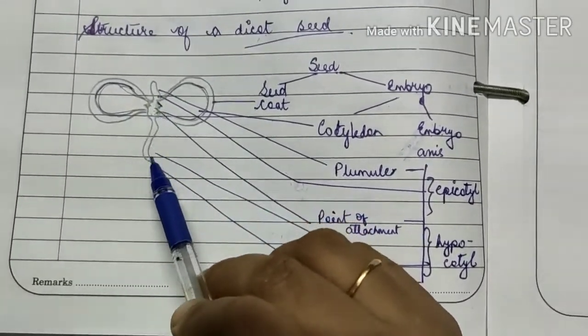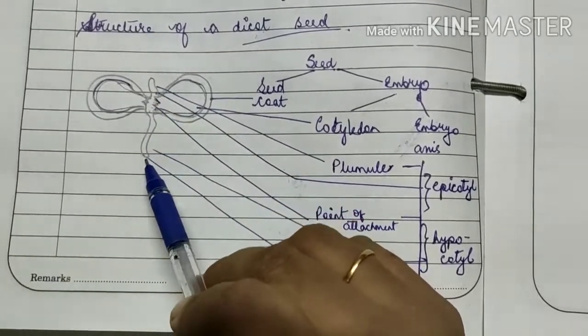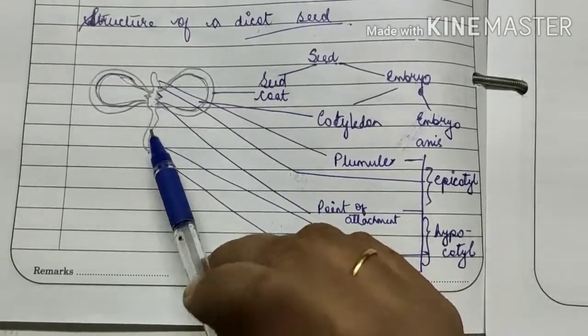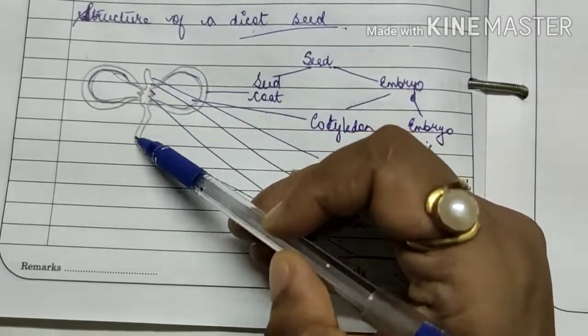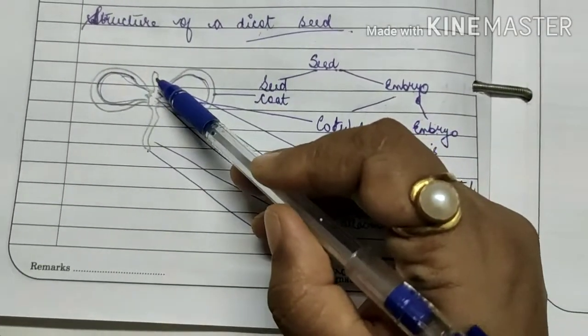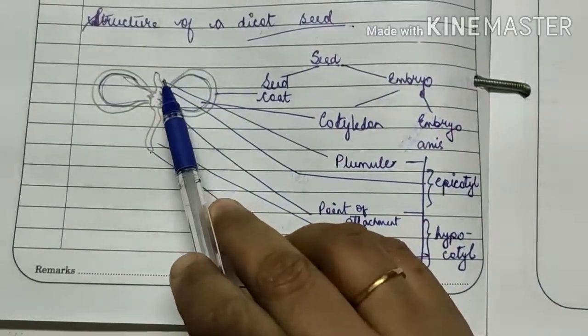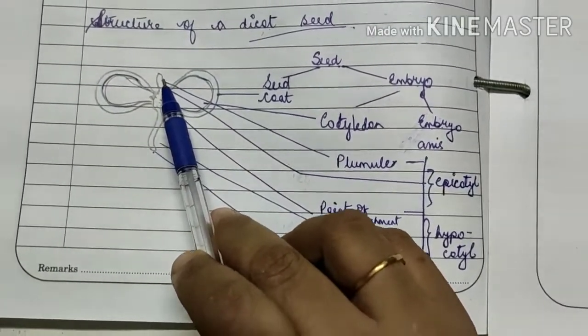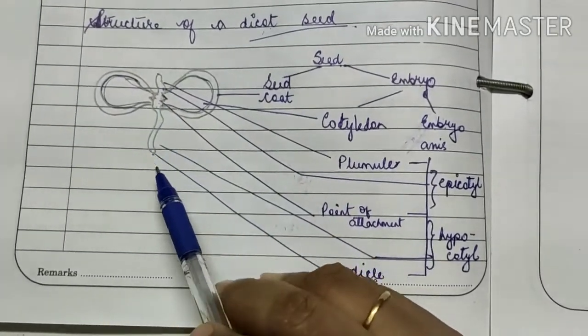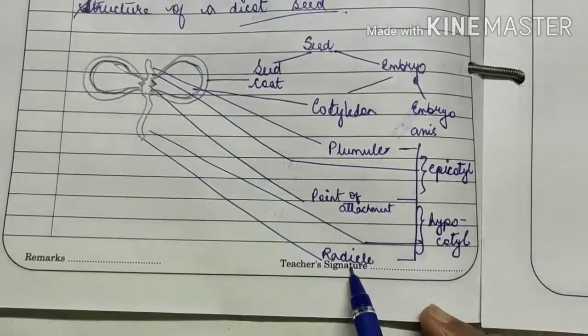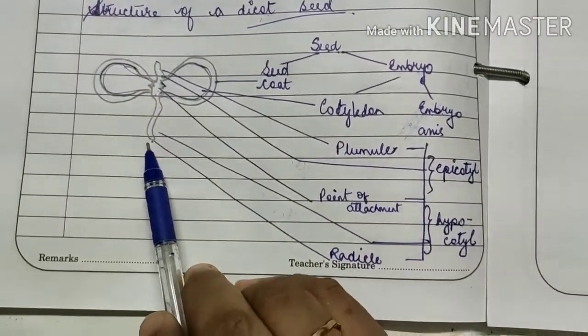The embryo axis has various parts, so we call it the embryo axis. What are the various parts? When it germinates, we will see two parts. One part goes up, another part comes down. The part going up is called the plumule. It is the future shoot or stem of the plant. The part going down is the radicle. I've written here radicle. It is the future root of the plant.